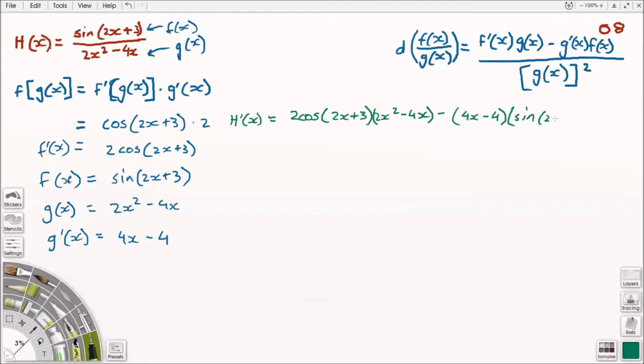So I'm hoping you guys are following what I'm doing here. I've explained the quotient rule a bit now. I'm just substituting in these values. For g dash x, well the derivative of g of x is 4x minus 4, so we put that in there and multiply it by f of x, and we're just following this form.